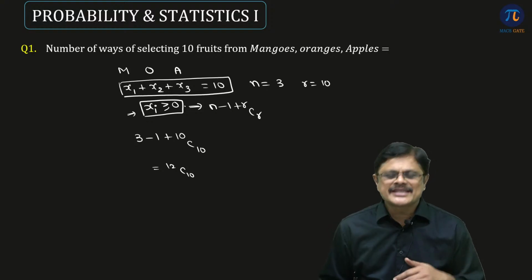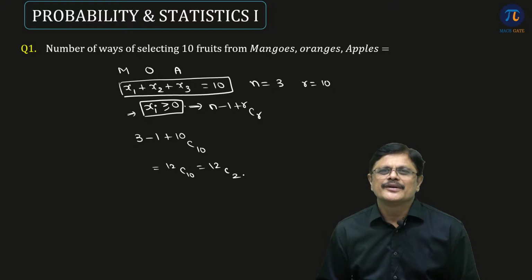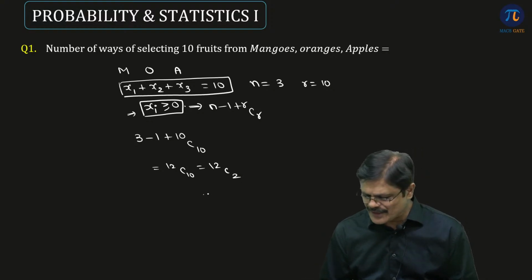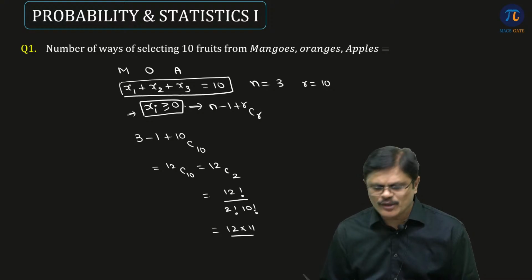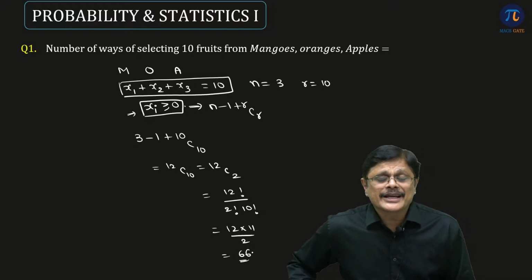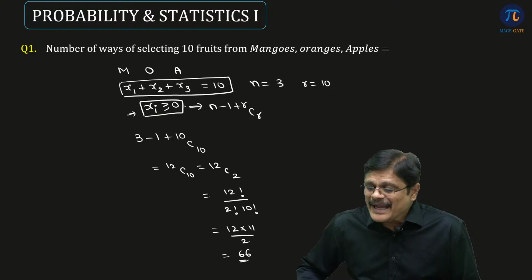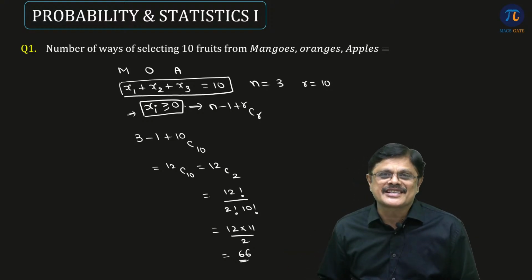And you all know 12c10 is exactly the same as 12c 12 minus 10, that is 12c2. Whichever is simple, you can solve that. So what is the answer for this? 12 factorial by 2 factorial into 12 minus 2 factorial, that is 10 factorial. So that is nothing but 12 into 11, because 10 factorial cancels, and you get by 2. So it is 66. So how many ways can you select 10 fruits from mangoes and oranges and apples? That can be done in 66 ways, my dear friends.